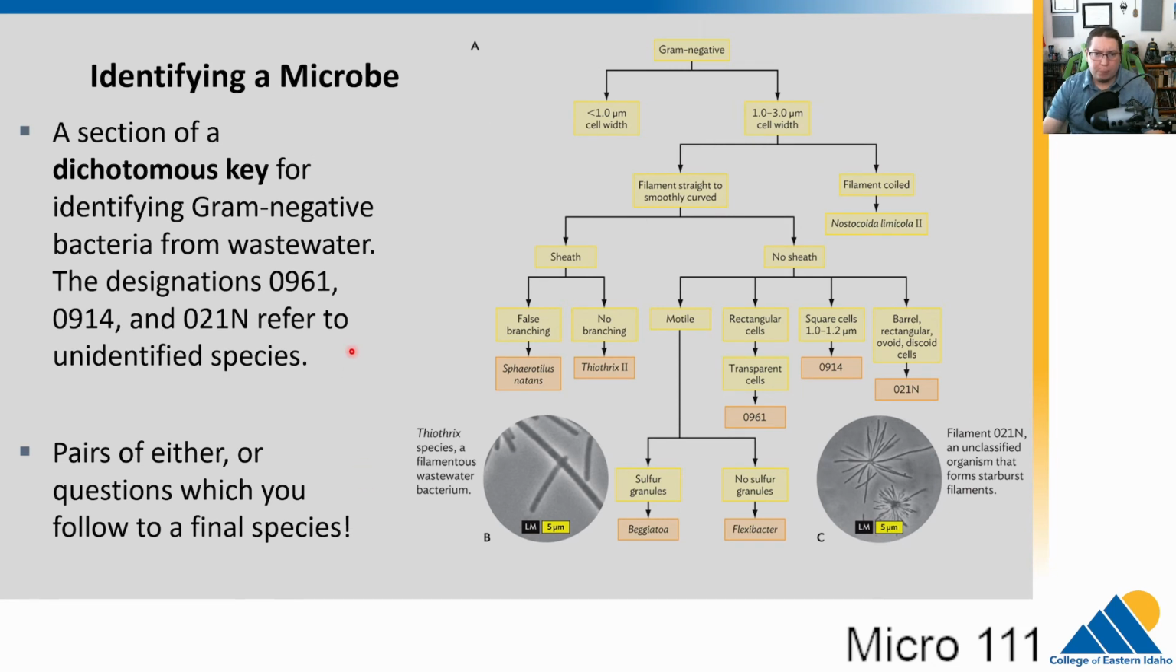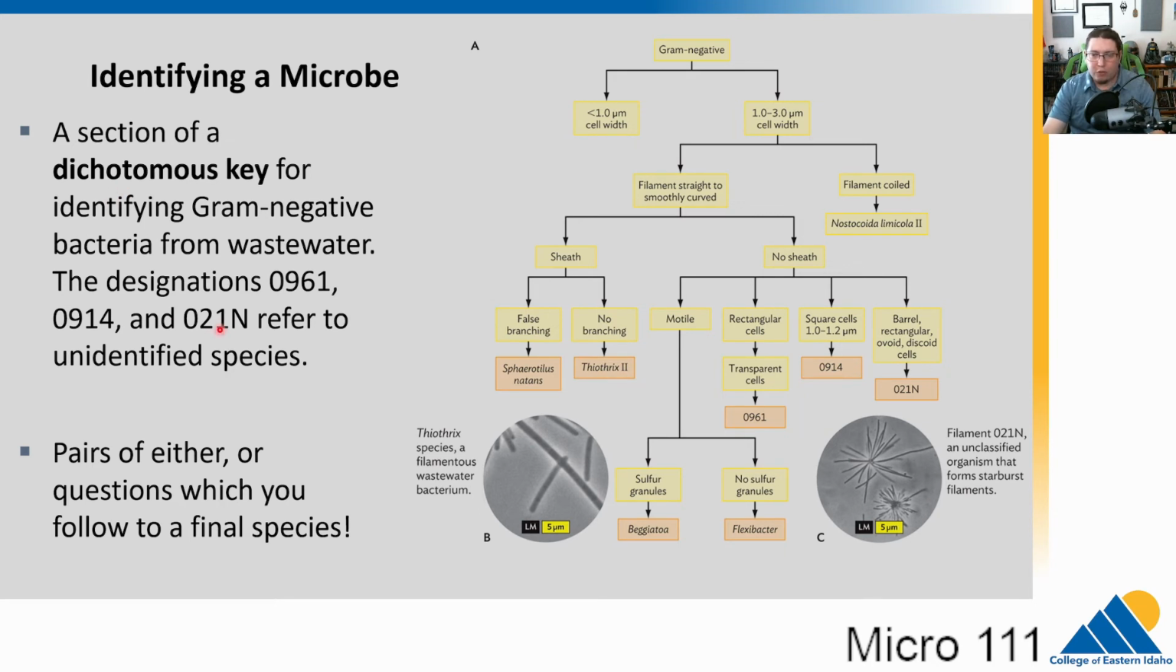The first is something that you maybe have seen. If you've ever tried to identify a plant in your yard or something like that, you may have heard of a dichotomous key. So dichotomy means splitting in two, and this is a key to identify microbes. The dichotomous key is set up as a series of either or questions.